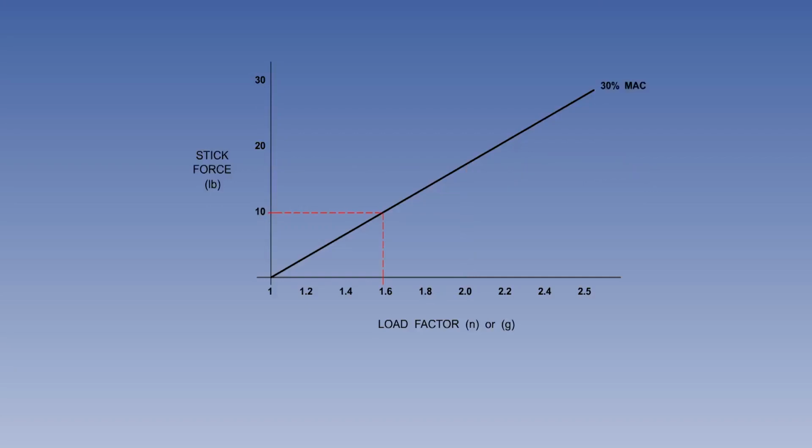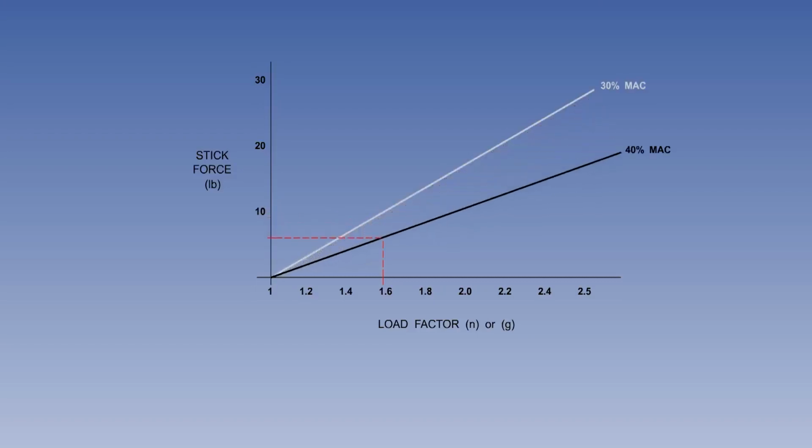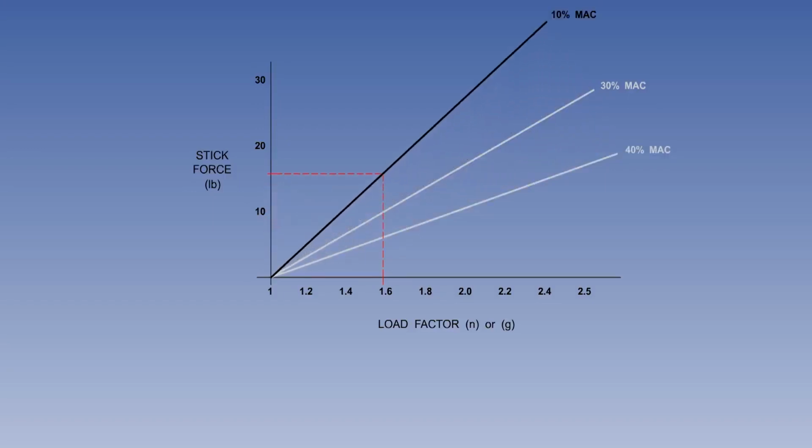Let's now consider the effect of various CG positions on the stick force gradient, starting with the CG at 30% MAC. With the CG further aft at 40% MAC, the stick force gradient is reduced, in that, for the same load factor, the stick force is reduced. With the CG forward at 10% MAC, the stick force gradient is increased. For the same load factor, the stick force is higher. We can now consider the effect of altitude on stick force per G.